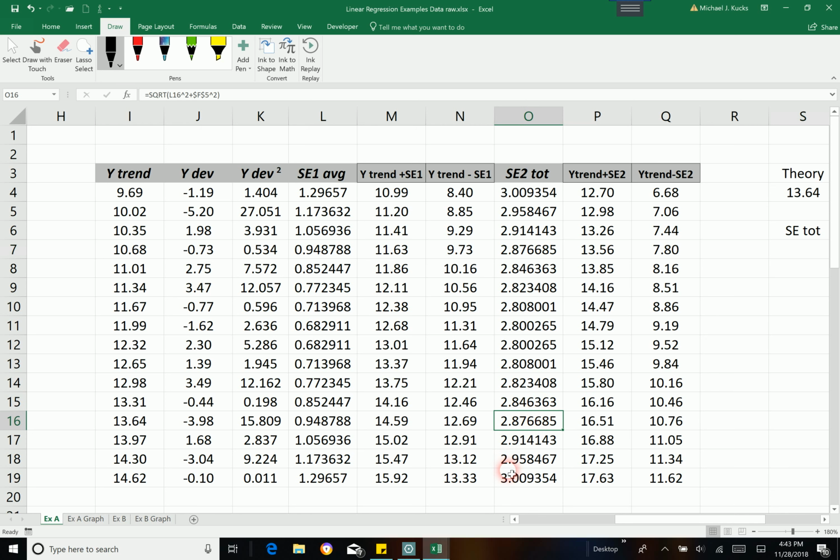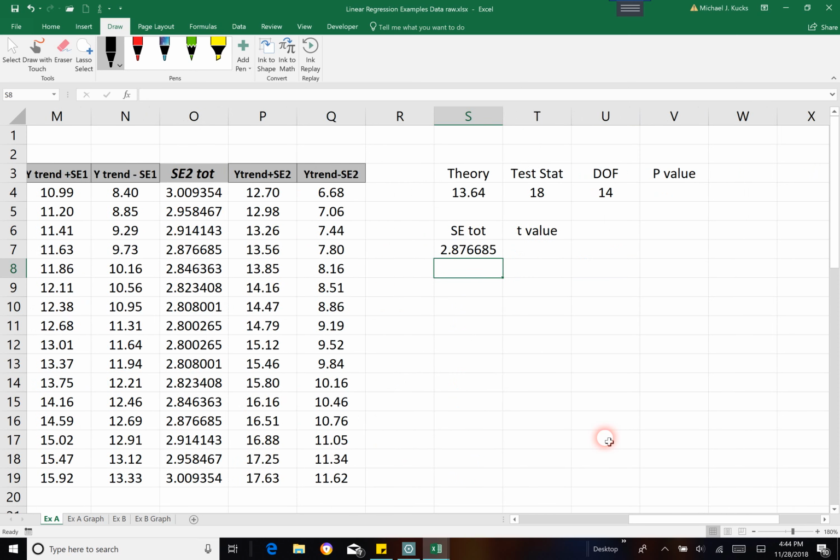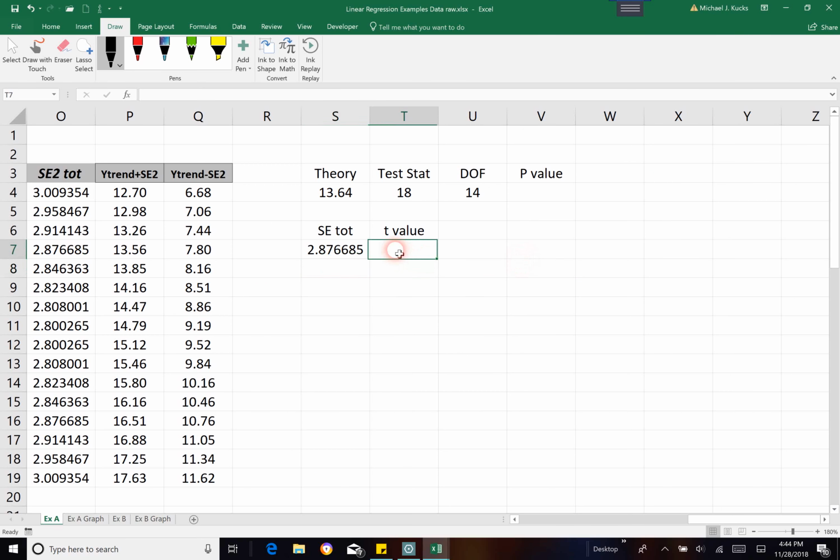The SE total for 2007 is right here. Equals this much. This is the standard error, so that's the width of my distribution. To get a t-value, I need to take the distance from the center. The distance from the center is the difference between theory and my test statistic. So I'm going to take this minus this, and that has to be divided by the standard error. That's the t-value, and I have a t-value of 1.5.